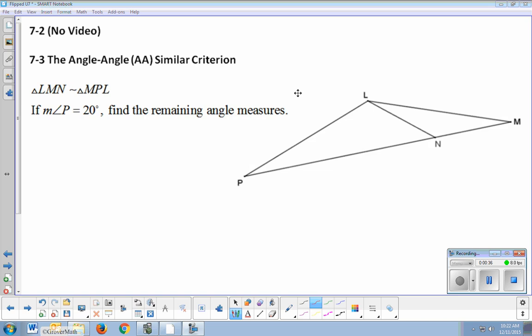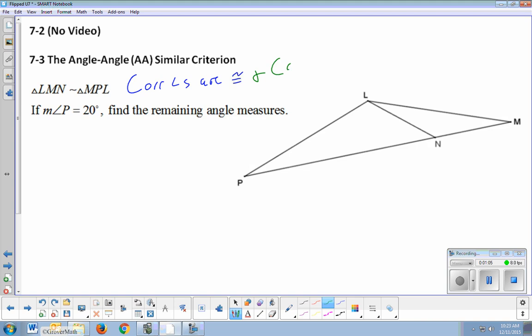So this is called the angle-angle criteria, but let's take a look at this example here. Triangle LMN is similar to triangle MPL. Remember, the similar symbol is like the congruent symbol without the equal sign. And it's not the double wave, that would be approximately, that's different. So a single wave means similar. And what this really means is that their corresponding angles are congruent.